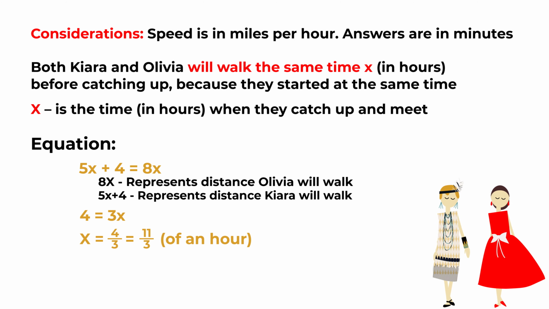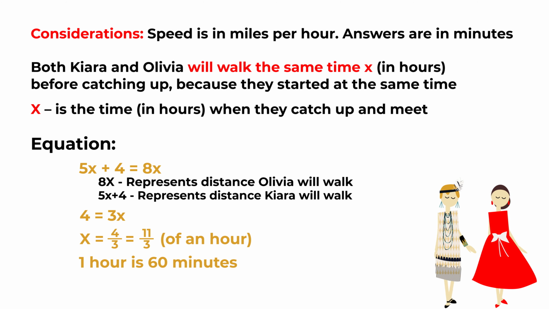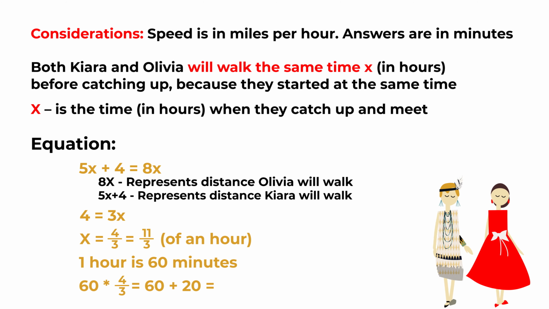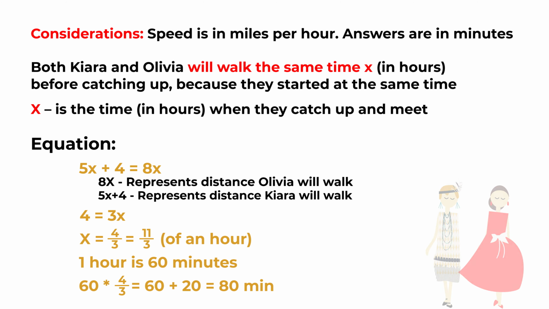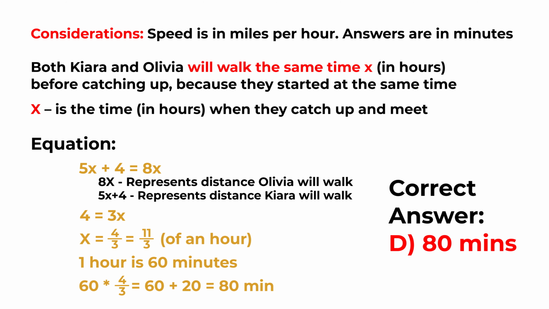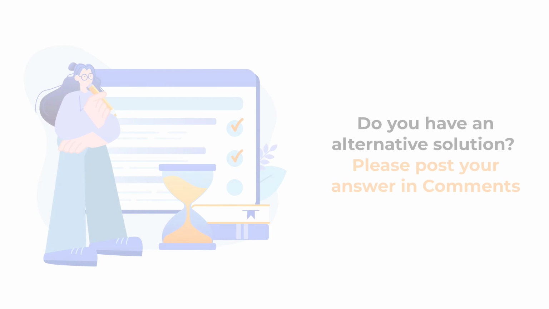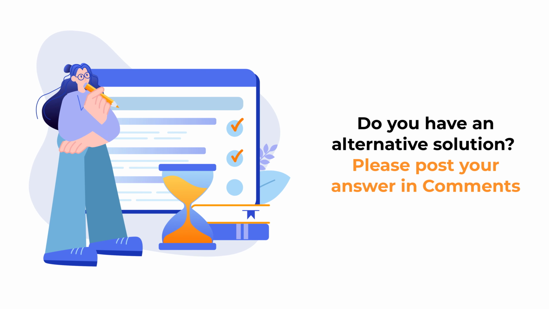And now is the time to do the conversion. 1 hour equals 60 minutes. 60 multiplied by 4/3 equals 60 plus 20 equals 80 minutes. So the correct answer here is choice D, 80 minutes. Hopefully you've nailed this question and now know how to answer similar problems on the test.